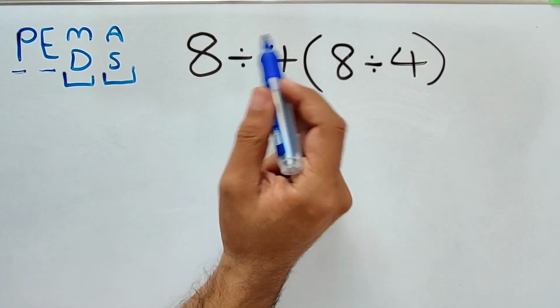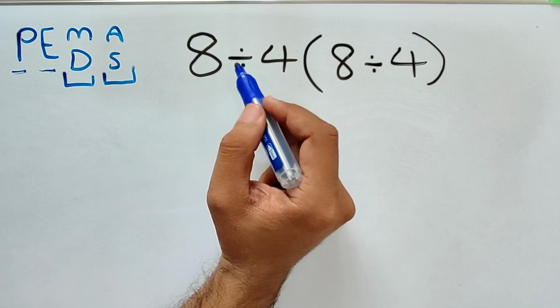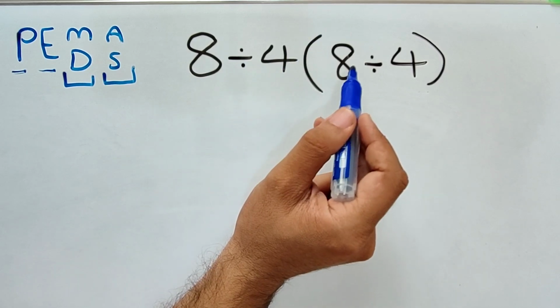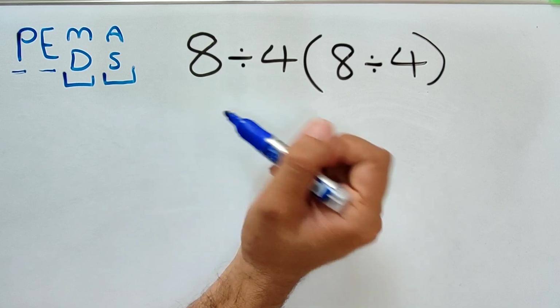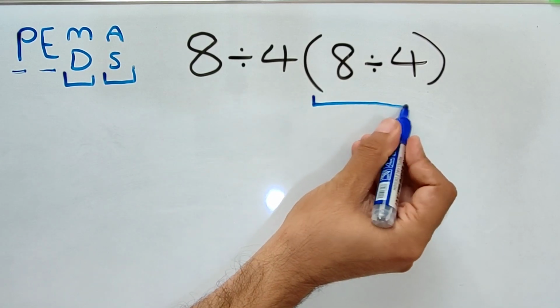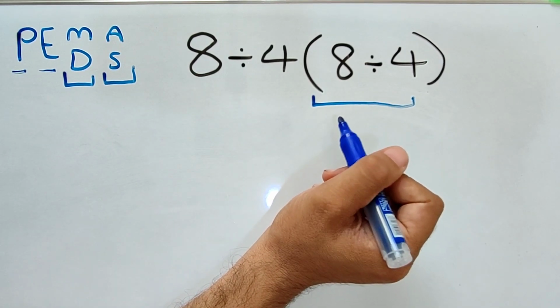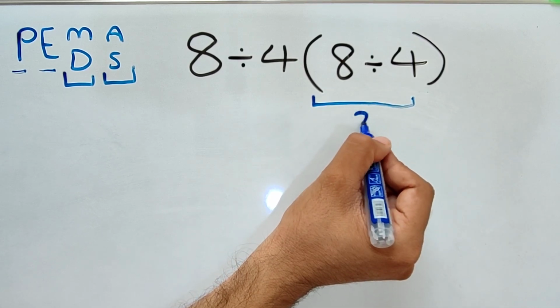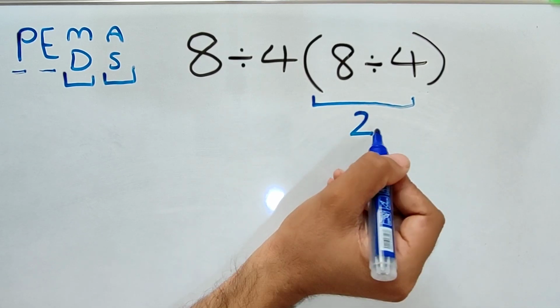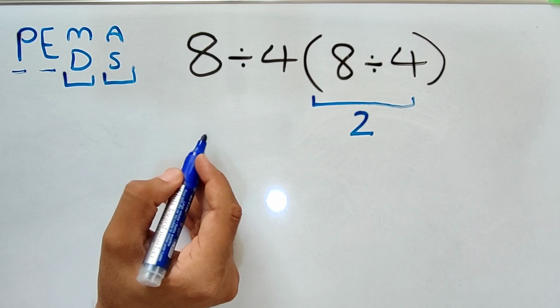Now in this expression, 8 divided by 4 (8 divided by 4). According to PEMDAS, we must solve this parentheses first. Now 8 divided by 4 is equal to 2. And now let's rewrite the expression.